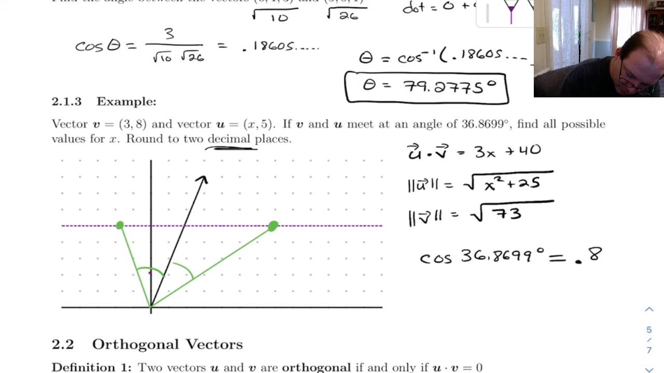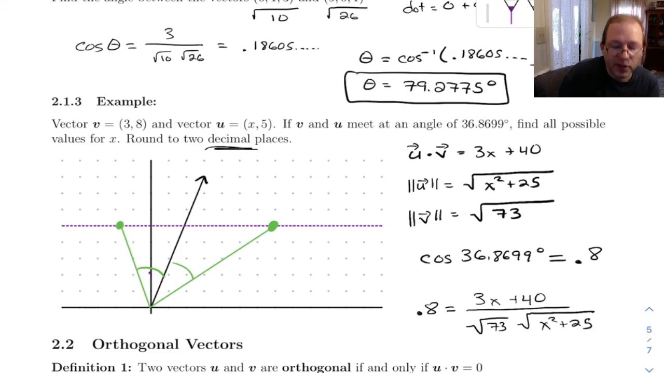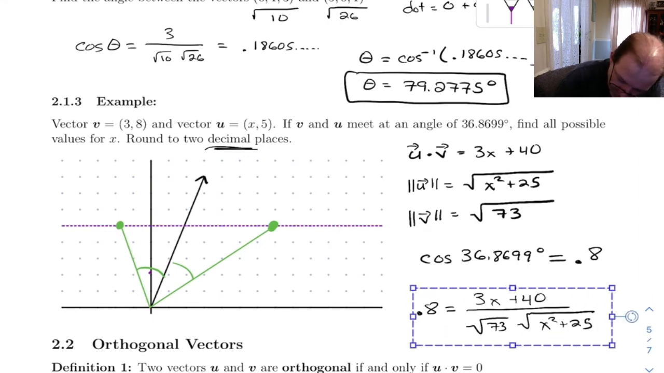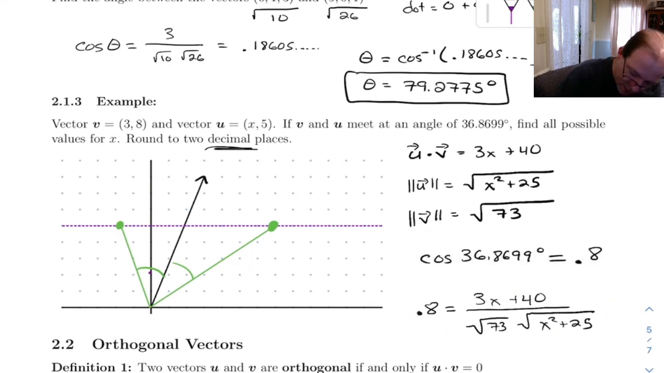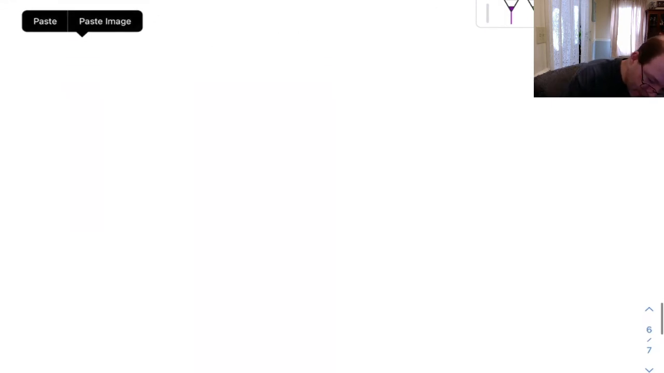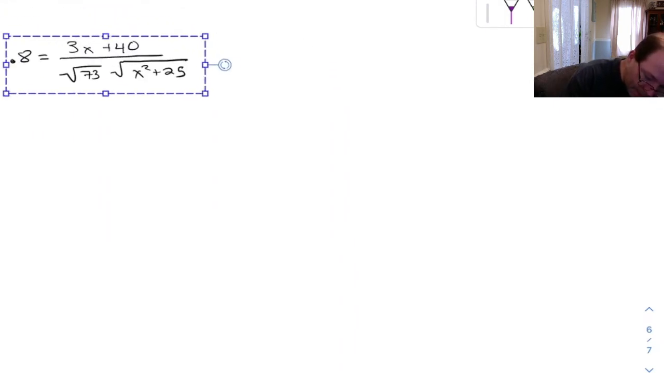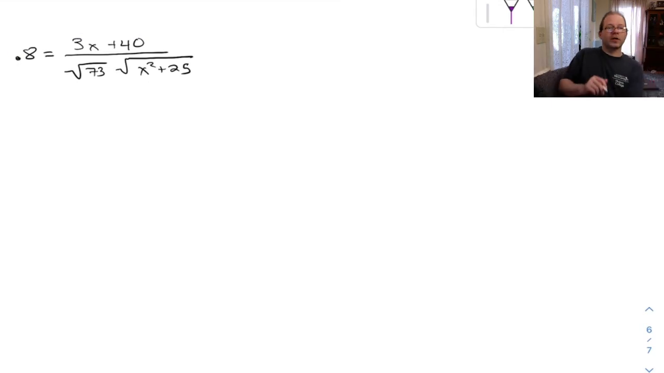So what we've got to do is put all this into the formula. So we get the cosine of the angle is the dot product over the product of the two lengths. So we've got to solve this equation. And I don't have room to solve it on here, so I'm going to copy that and come down here to a blank page. Okay, so let's solve this thing.